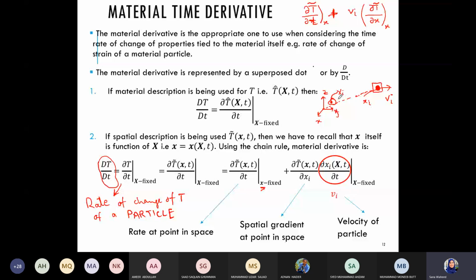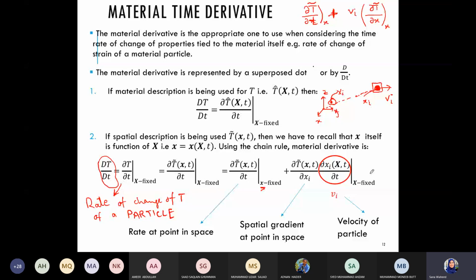So in order to do that, I actually need to find the rate of change of temperature at the spatial point through which the particle is passing, plus how that same temperature changes in space, multiplied by the velocity of the particle passing through it. Okay, right. So this is a little complicated, I know. You guys have to think about this.